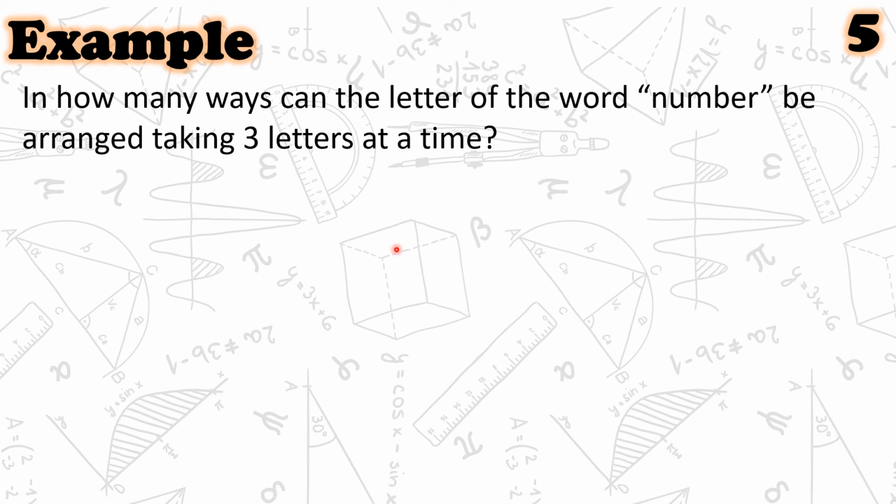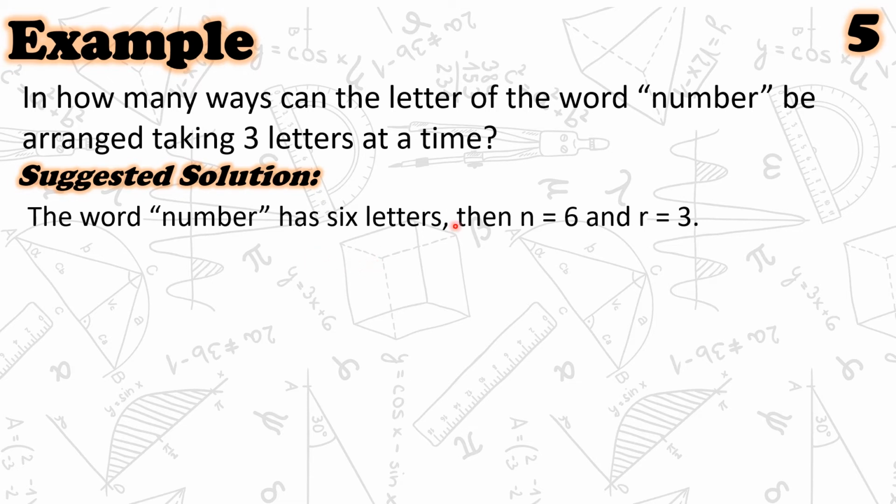Let us have example number 5. In how many ways can the letters of the word number be arranged taking 3 letters at a time? Here is our suggested solution. The word number has 6 letters, N, U, M, B, E, R. Then n is equal to 6 and r is equal to 3.